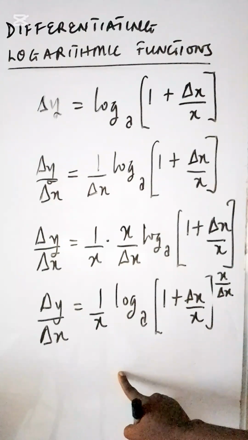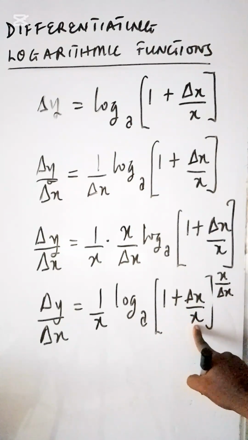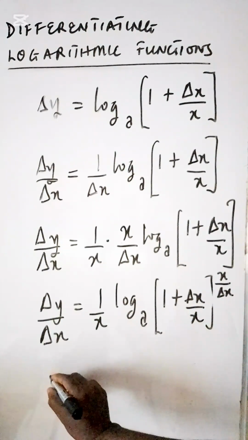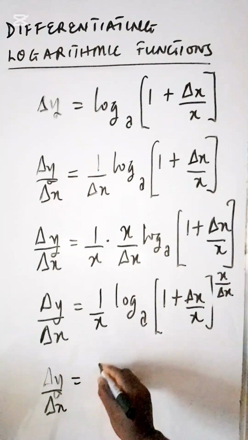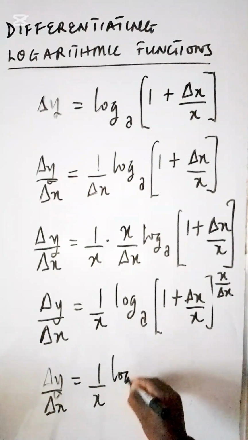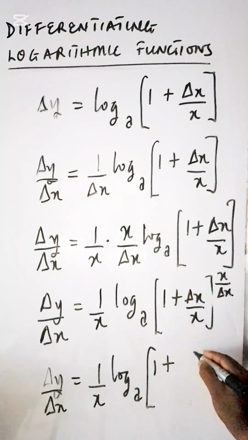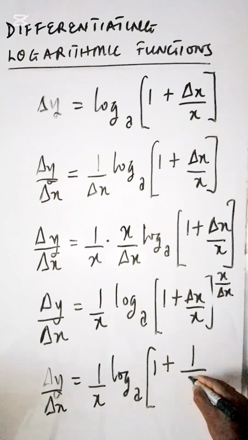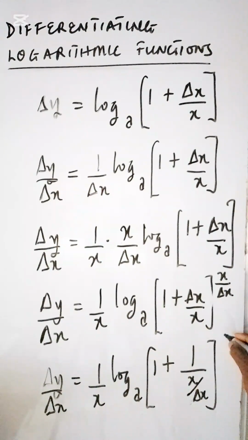At this stage, within the bracket here, you would notice that I can do something to change in x over x by taking the reciprocal, and this will give me change in y all over change in x equals 1 over x log to base a of, in bracket, 1 plus 1 over x over change in x, all raised to the power of x over change in x.